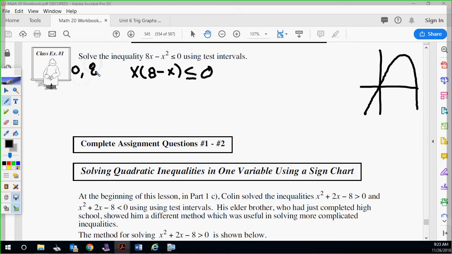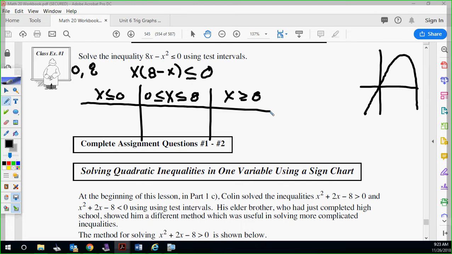So my test intervals are x less than 0, x equal to 0, x bigger than 0 and less than 8, and then x greater than or equal to 8. Those are the intervals that we're testing. So we're just going to test them, and to me, it's easier to test them in the factored form.